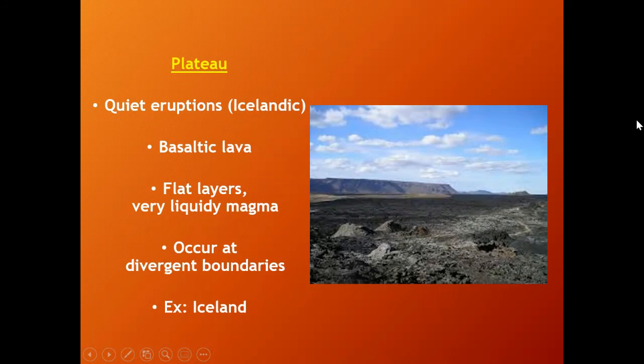From those peaceful eruptions, you can get flat-lying layers known as a volcanic plateau. These are layers of basaltic lava flows. They come from peaceful eruptions. And of course, we would see them at divergent boundaries, like Iceland or the Mid-Atlantic Ridge. Iceland is just one part of the Mid-Atlantic Ridge that's particularly voluminous in its magma output, so much so that it created an island of flat-lying basaltic layers. Iceland is a volcanic plateau.